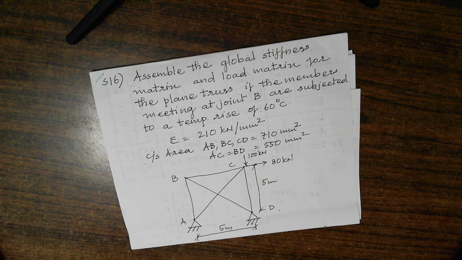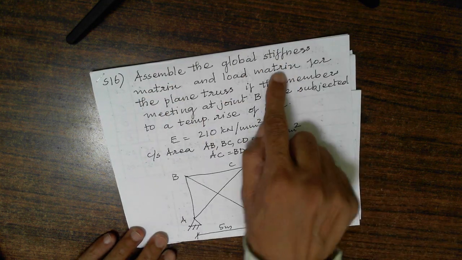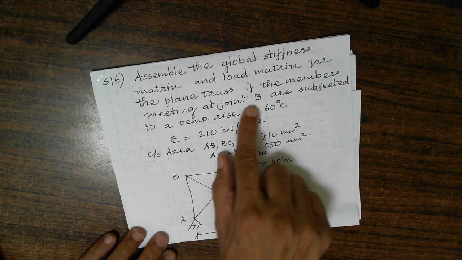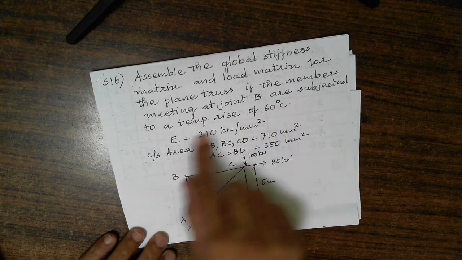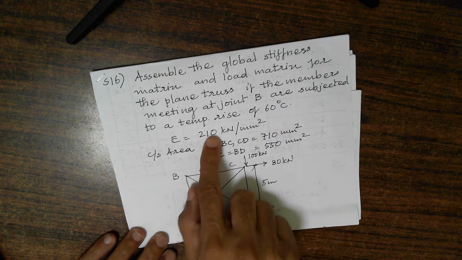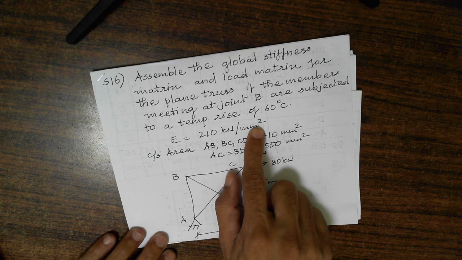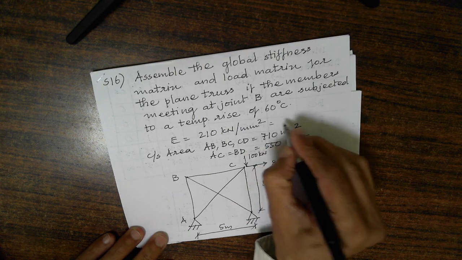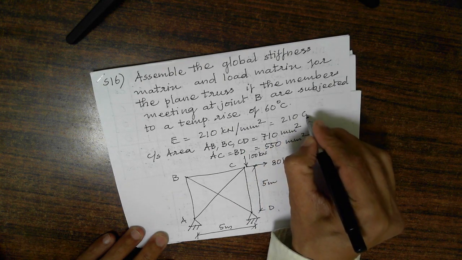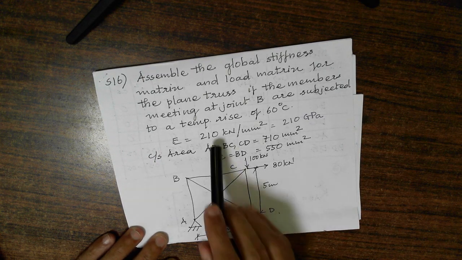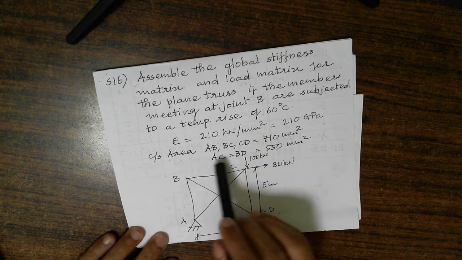It says, assemble the global stiffness matrix and load matrix for the plane truss if the members meeting at joint B are subjected to a temperature rise of 60 degrees centigrade. E is given as 210 kilonewton per mm square. I must mention that this can also be given as 210 gigapascal. Gigapascal is nothing but kilonewton per meter square.